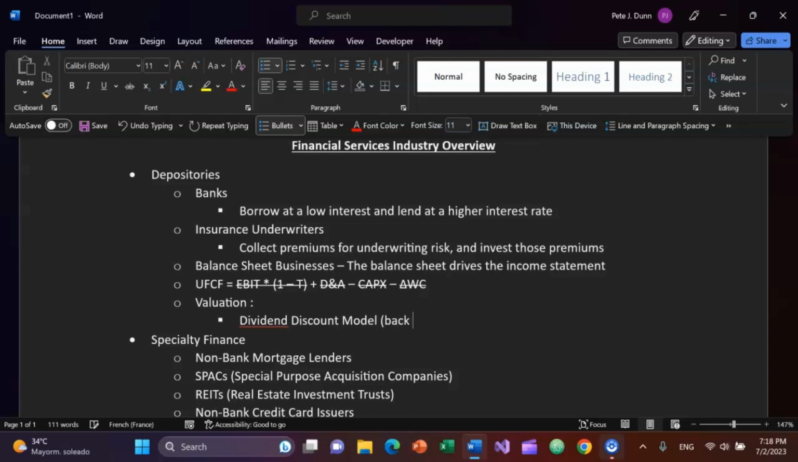And it's important to back the dividends out of the model when you're doing a dividend discount model for depositories, because they have regulatory capital requirements. So in your forecasting, you have to back the dividends out of the model as opposed to blindly assuming a dividend growth rate. That way you don't make the erroneous assumption that they're going to pay dividends out in excess of that cause them to breach their regulatory capital minimums.